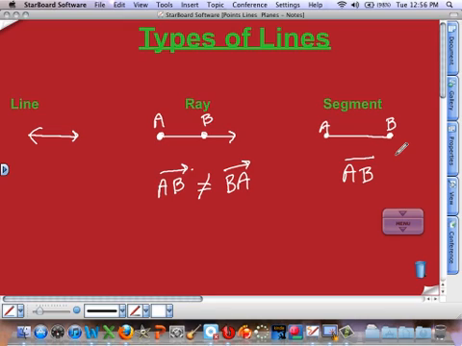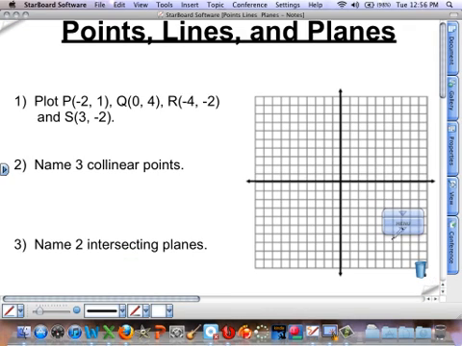Any questions so far on what we've covered? On labeling, basic geometric definitions. It's a lot of boring stuff, I know. We've got to make sure we cover this. So let's do this. Work with your partner. I want you to complete these 3 questions.